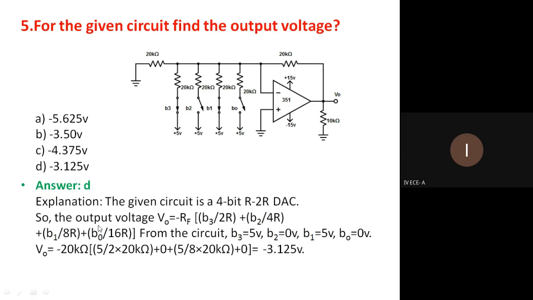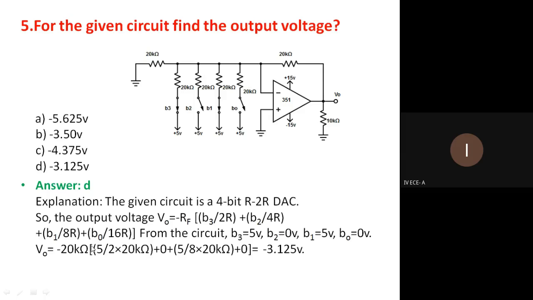Output voltage VO is equal to minus RF into B3 by 2R plus B2 by 4R and so on. Here the signals B3 and B1 are connected to 1, and the remaining are 0. So 0 into 0 value is 0. We take the signals which are connected to 1. So we get B3 is equal to 5 volt, B2 is equal to 0 volt, B1 is equal to 5 volt, then B0 is equal to 0.